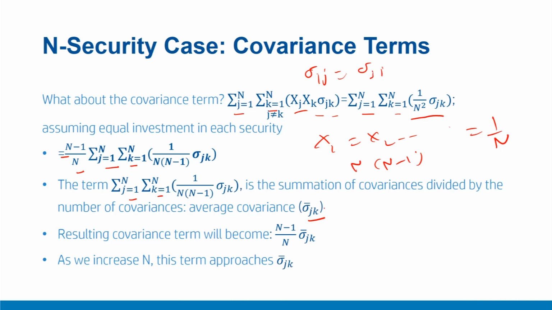Thus, all the covariance terms can be denoted using the average covariance term as n minus 1 upon n into sigma jk bar. In this case, please note, as much as you can increase n, this term will approach unity. So if n tends to infinity, this term will approach 1, and therefore the resulting summation of all the covariance terms will approach sigma jk bar, which is precisely the average variance covariance term, and it is not equal to 0 as happened in the case of variances. So this summation of all the covariance terms, with a very high number of securities, approaches the average covariance sigma jk bar.